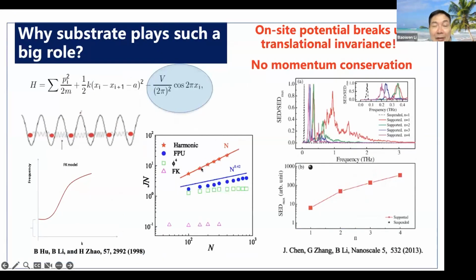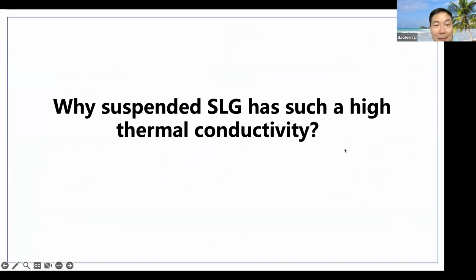So the suppression of thermal conductivity of single layer graphene on a substrate can be easily explained by the FK model, because of the on-site potential and the suppression of the low frequency mode, or zero frequency mode. I mean, the question is not yet completely solved.